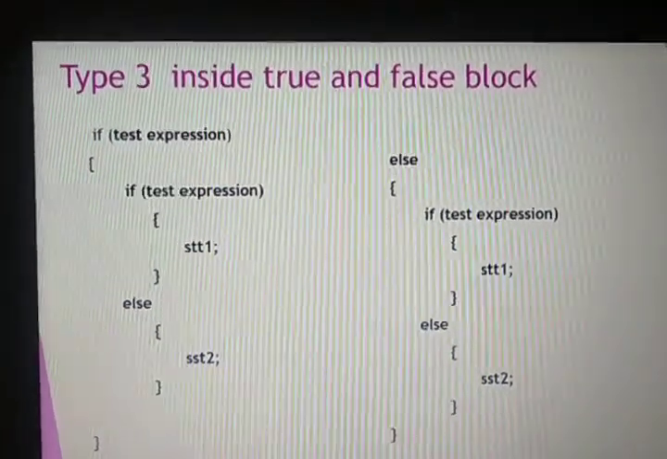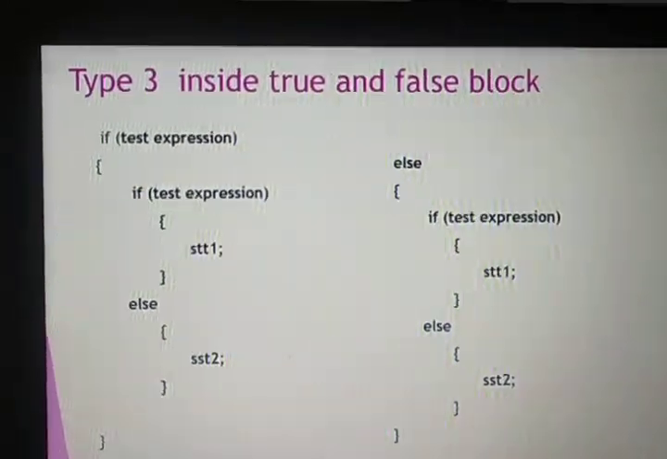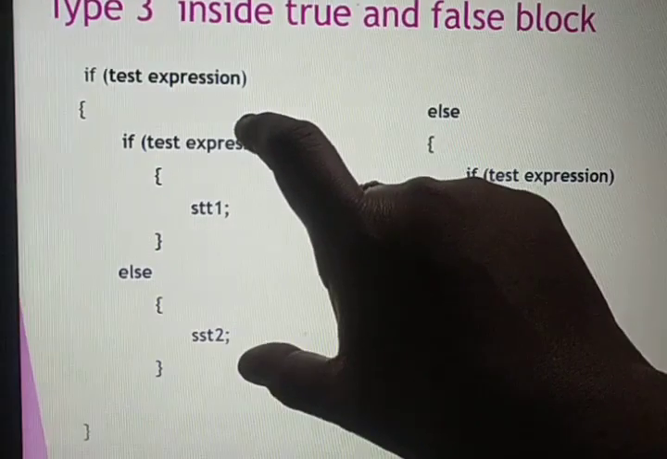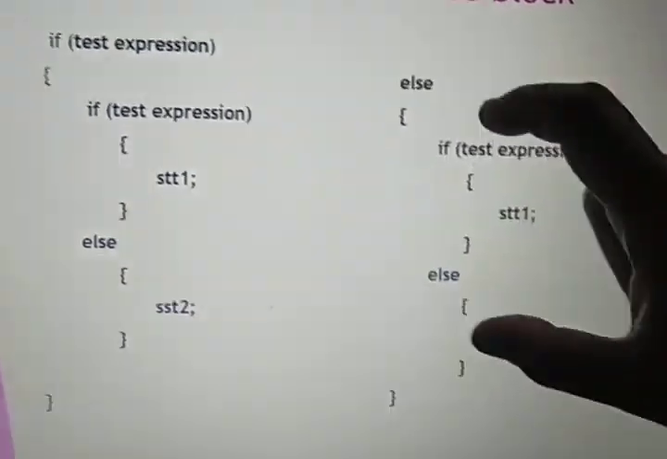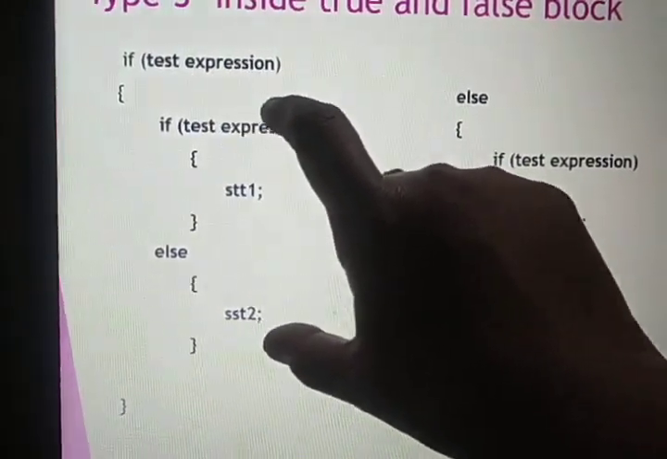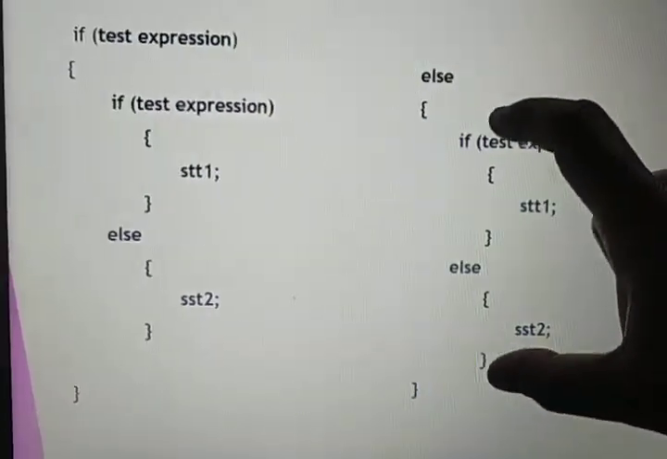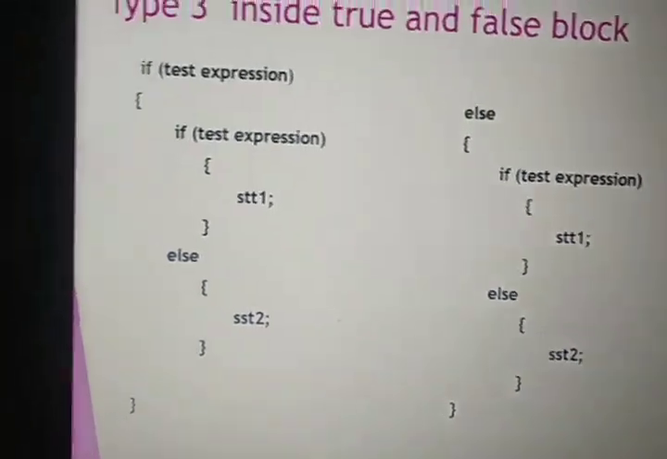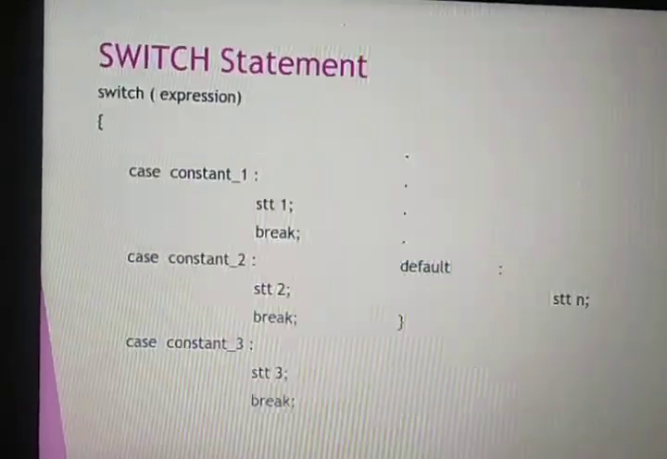The third type is inside the true block and the false block. See here, this is the if statement and this is another if statement. Can you see? One if statement is placed inside the true block and the second if statement is placed inside the false block. Got it?